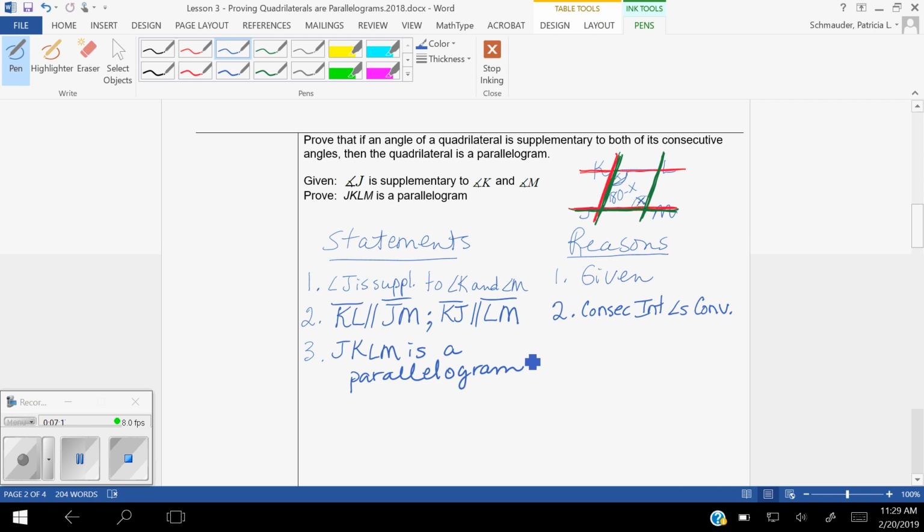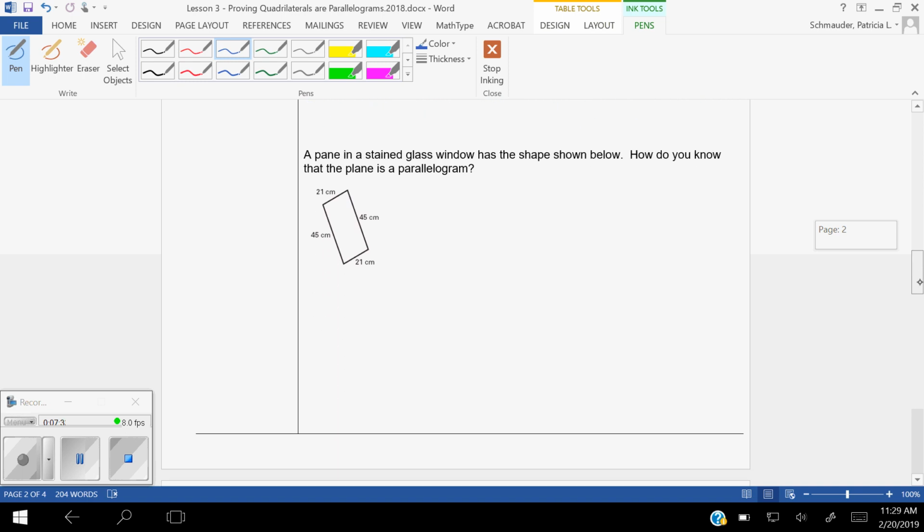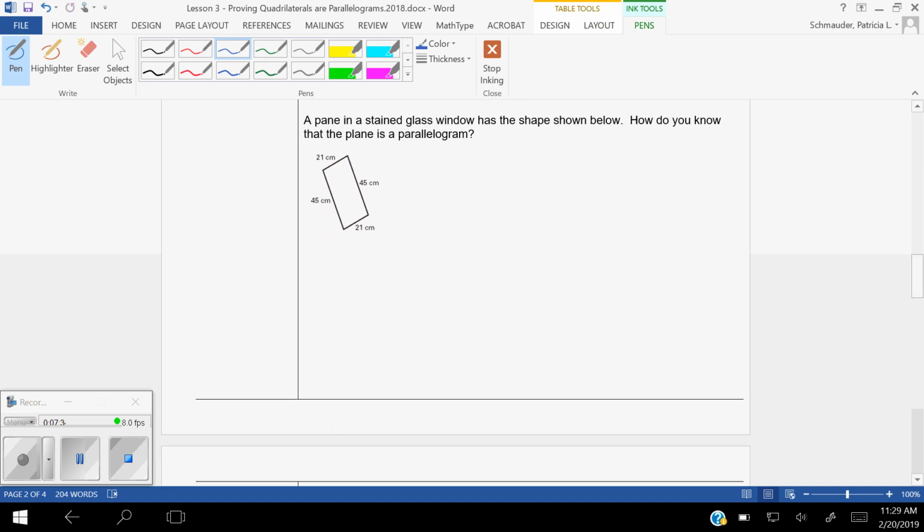And because I know that both pairs of opposite sides are parallel, that's the definition of a parallelogram. So that turned out to be a little easier than I thought it was going to be. Okay, how about our next problem?